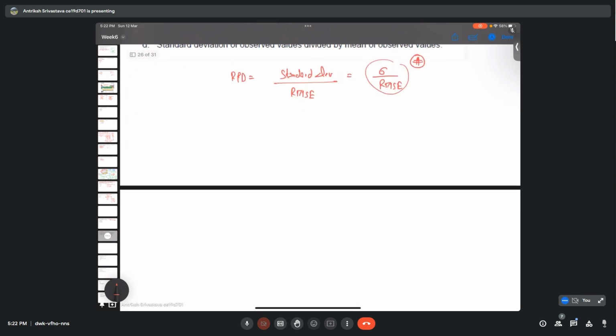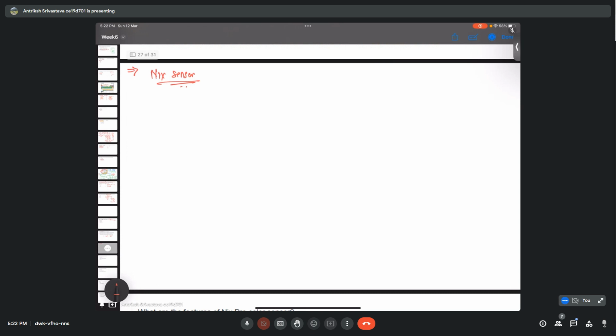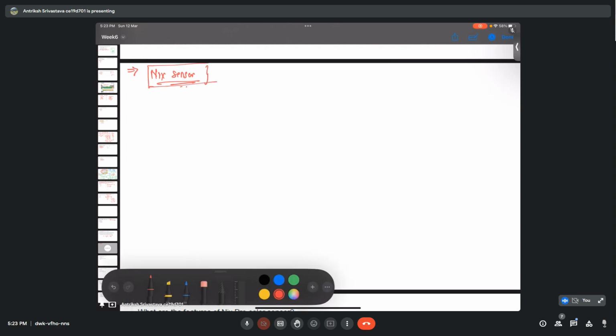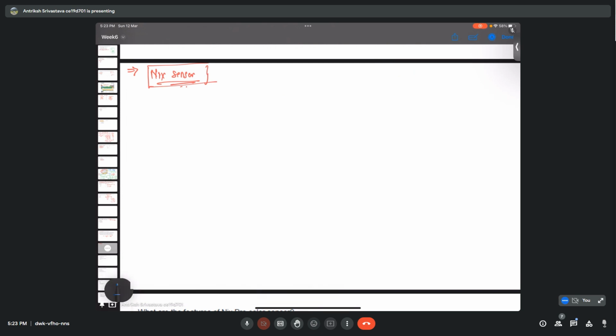Okay, now we talk about the NICS sensor. So for the NICS sensor, it was mentioned that it is used for color, texture, and some other things in the top, but mostly for the color. And as a color sensor it is used.